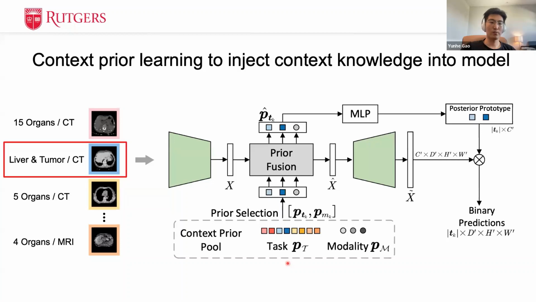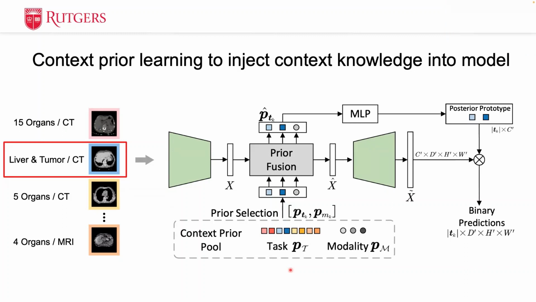Yeah, and one key advantage of this design is that the selection of task prior is adaptive. You can even combine different classes from different datasets during inference time. So it's more flexible.